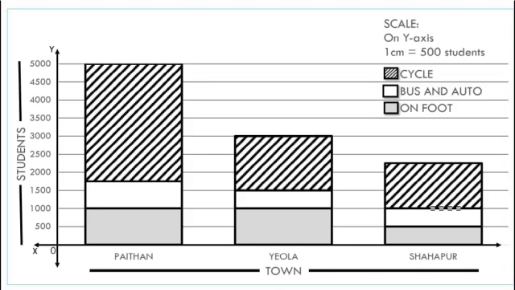Then show the number of students coming by bus and auto, on foot by a part of the bar by some mark that you have shown in the key. In the same manner, the remaining part of the bar will represent the students coming by cycle. Show this part by another mark. Similarly, draw the subdivided bars for the towns Yola and Shahpur.